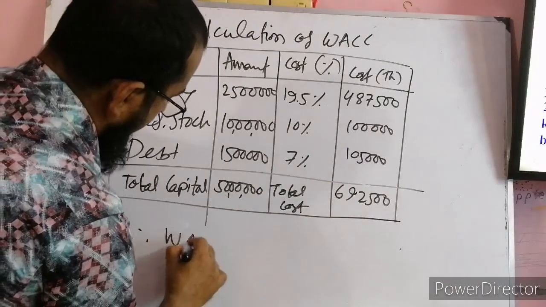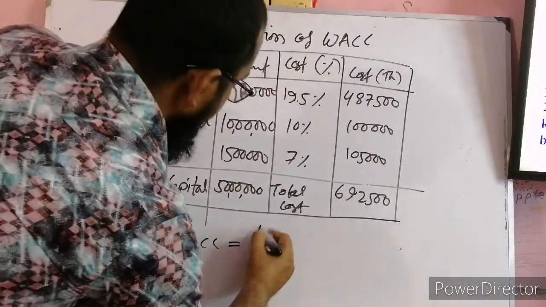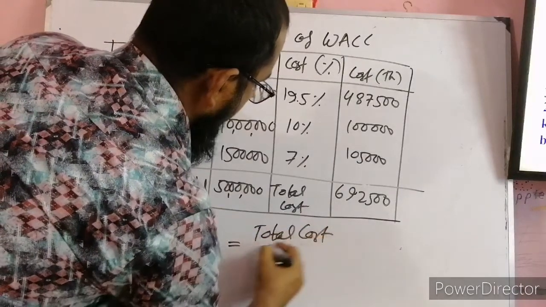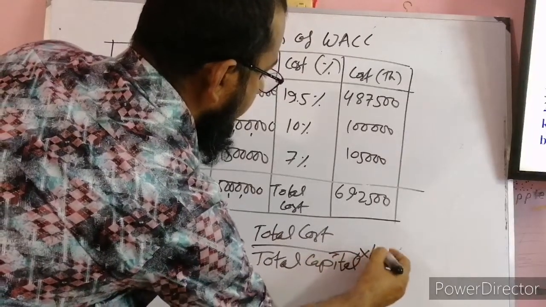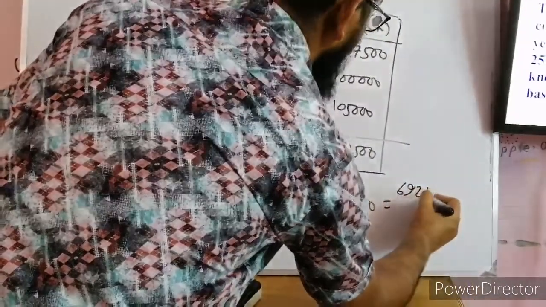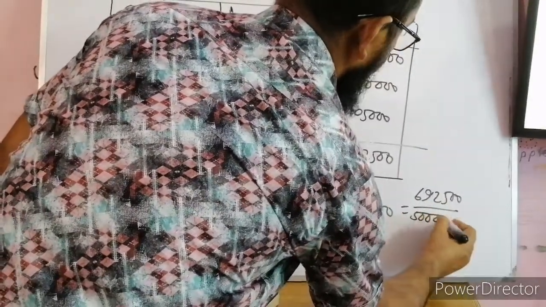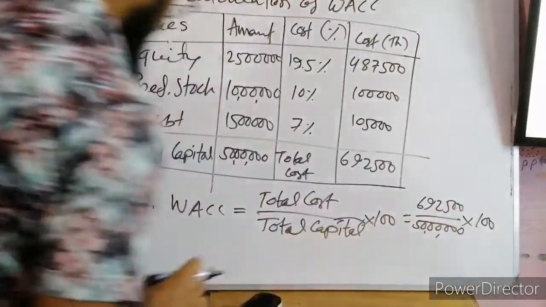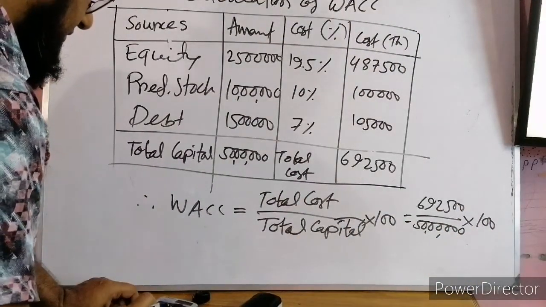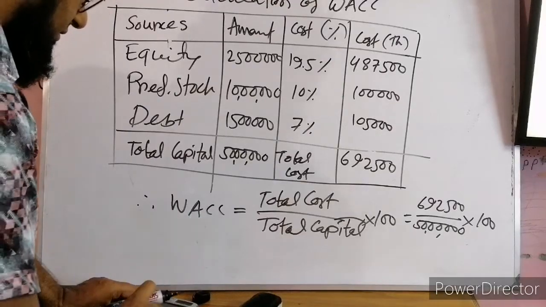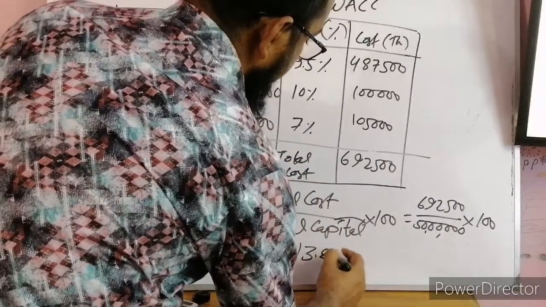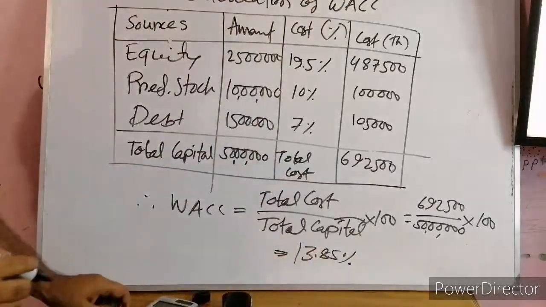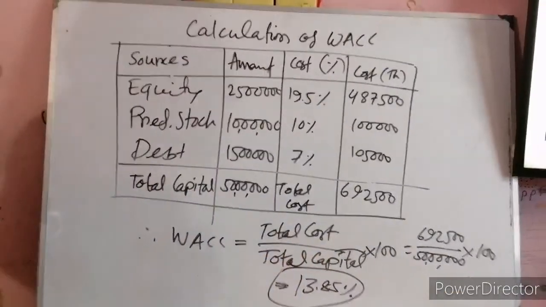So WACC equal to total cost by total capital into 100, that is 6,92,500 divided by 50 lakh into 100, 13.85%. This is your answer for your boss.